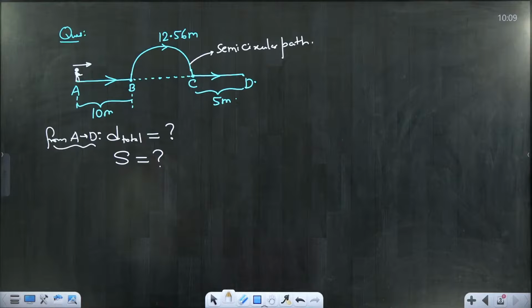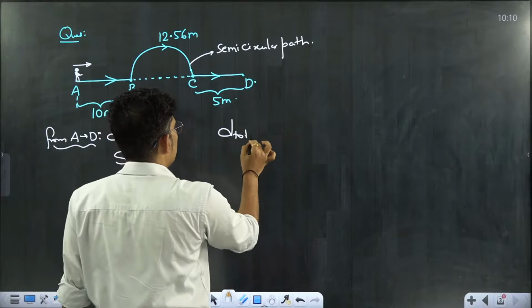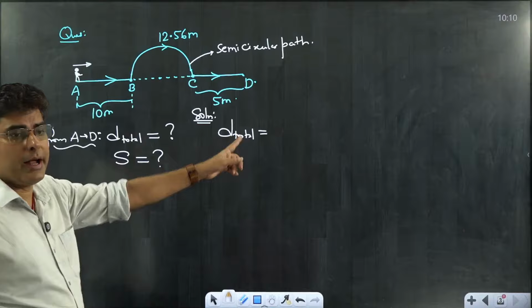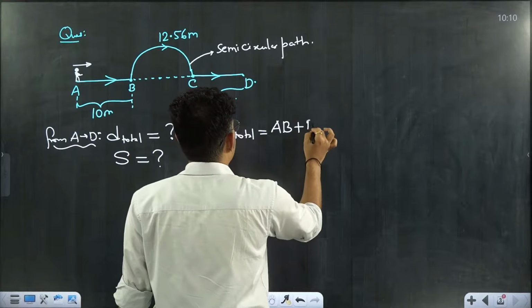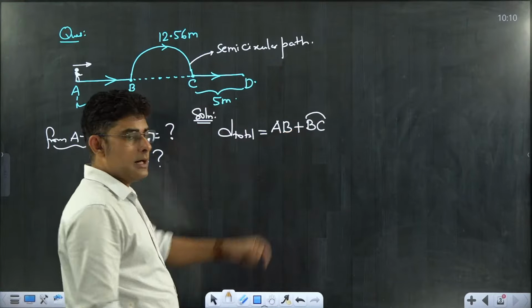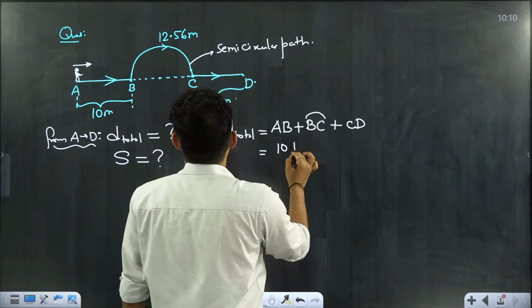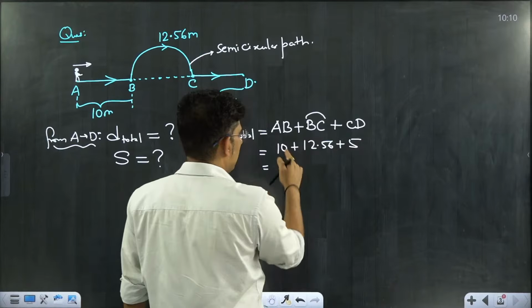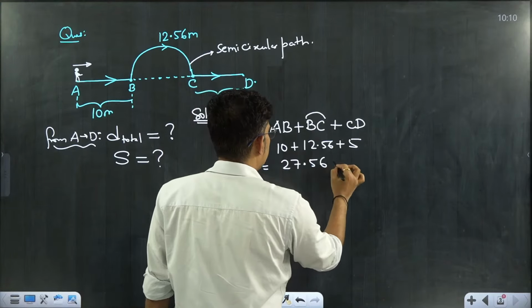So when we talk of the total distance, as I said, distance doesn't matter whether you are taking a straight line path or a curved line path, you will always have to add all. Fine. So distance is simply AB plus the arc length BC, and CD, straight line. So you will directly say it is 10, BC arc length is 12.56 and CD is 5. So this will become 15 plus, so this will become 27.56 meter.